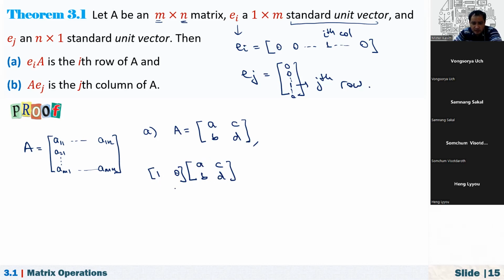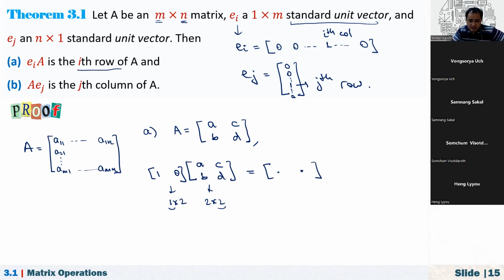So if you do so, once again, check its dimensions. This one is 1 by 2, and this matrix is 2 by 2. The resulting matrix will be 1 by 2, that means 1 row and 2 columns. It must give us the first row, the ith row of A.